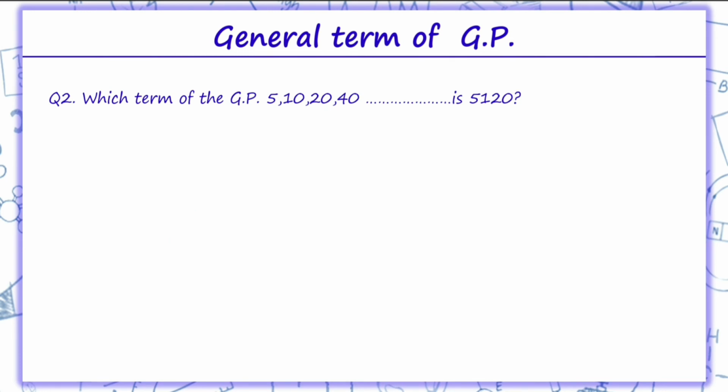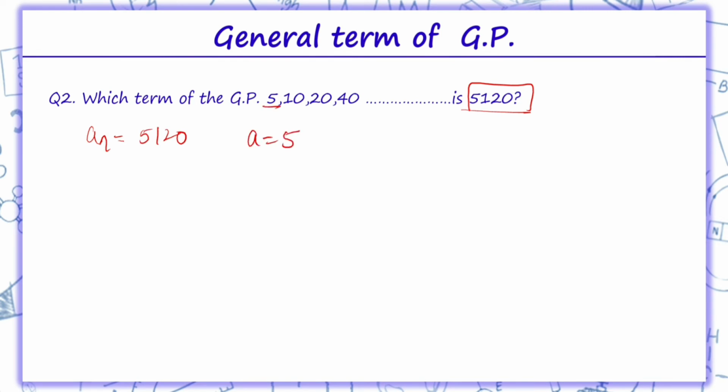Next question is which term of the GP 5, 10, 20, 40 is 5120. That means this is the last term An, and A is already given to us, which is 5, and R is second term divided by first term, which is 2. Now putting the general term formula, An is A into R to the power n minus 1. Thus we will get 5120 equals 5 into 2 to the power n minus 1.